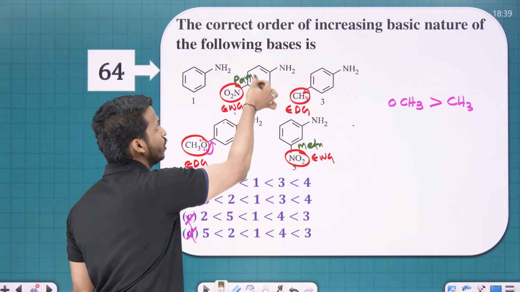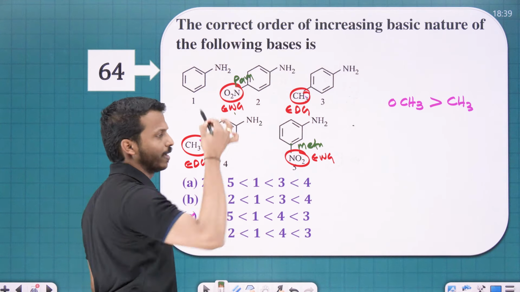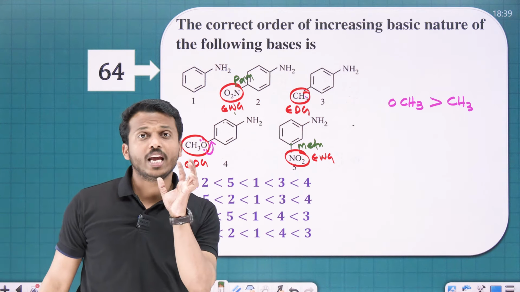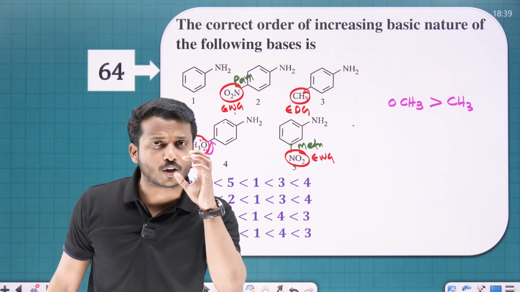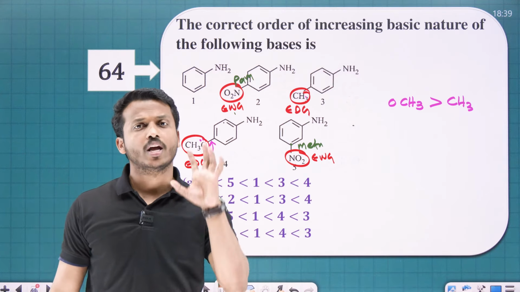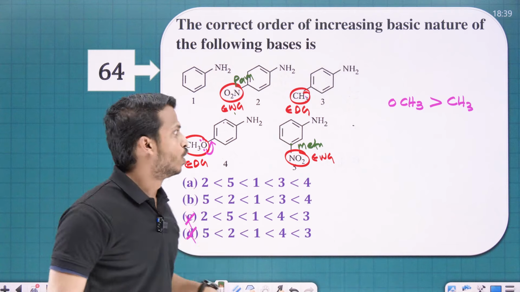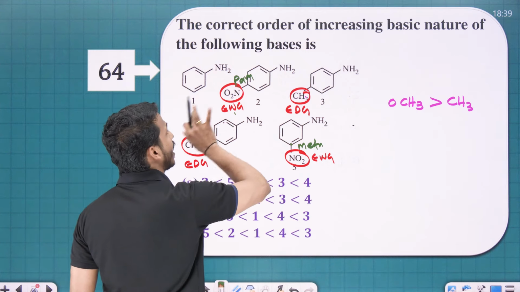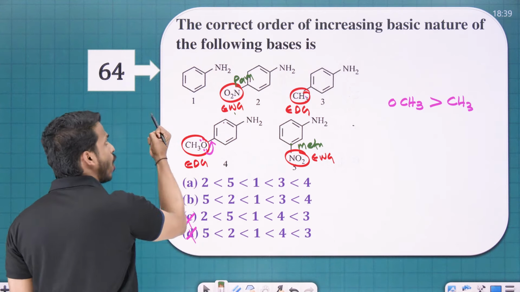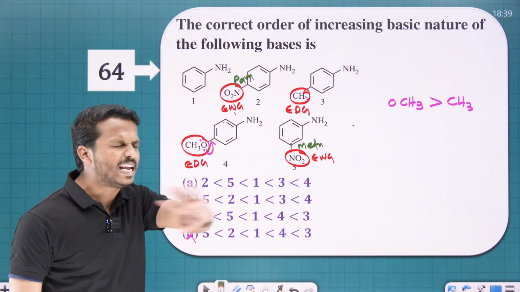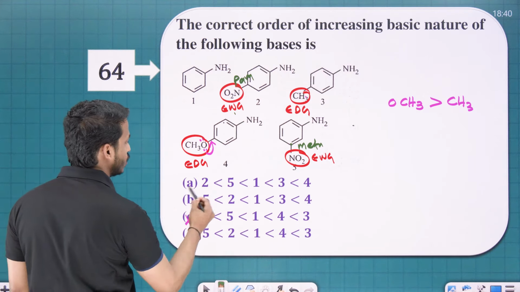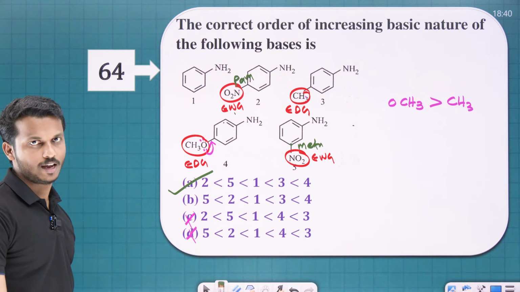With respect to the NH2, this is para. With respect to NH, this is meta. Remember all, if the group is present on the para position, its effect will be more. So here the nitro group is in para, it acts as a very strong withdrawing group, so that will be the least basic. So the second is the least basic, that is only option A.